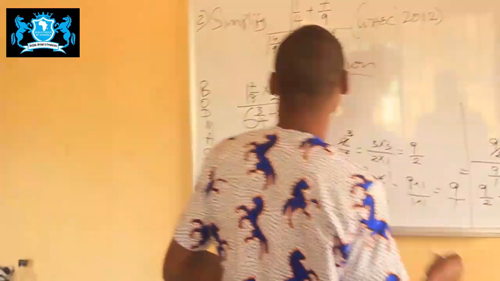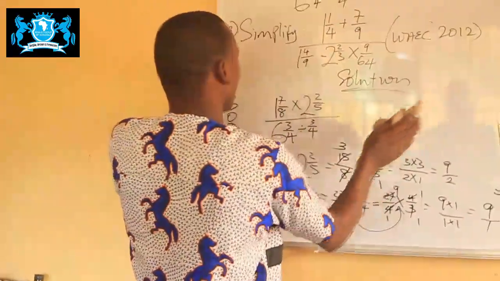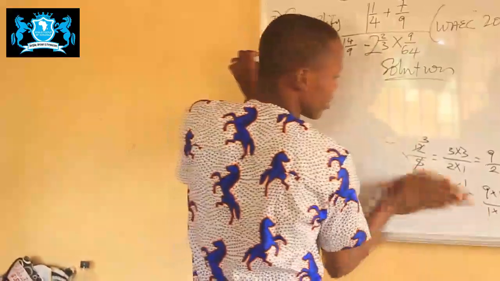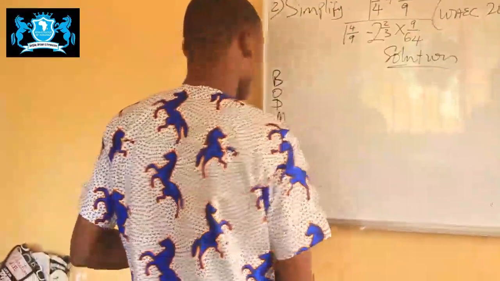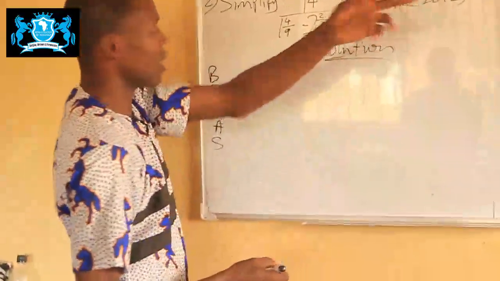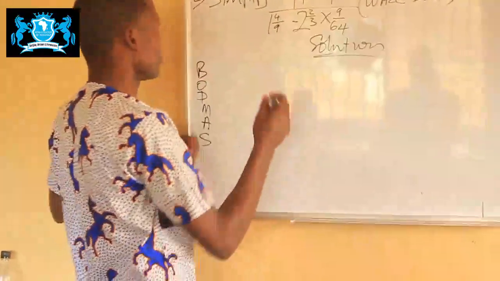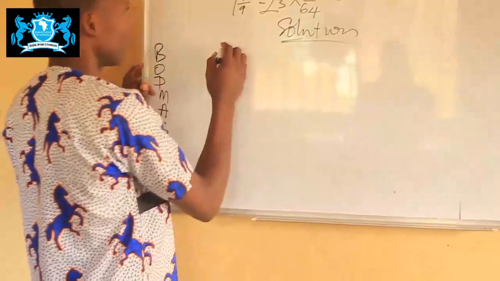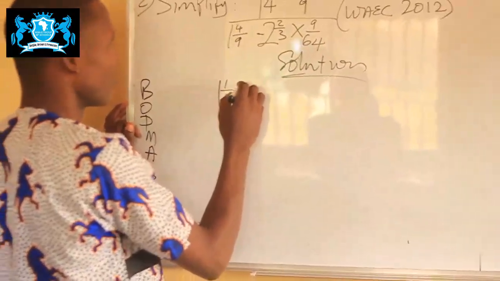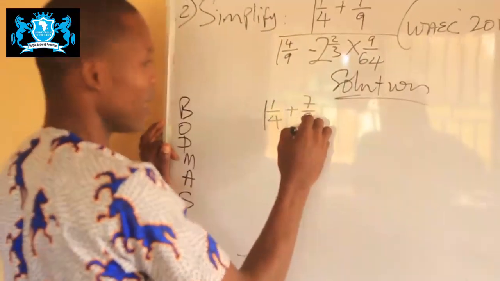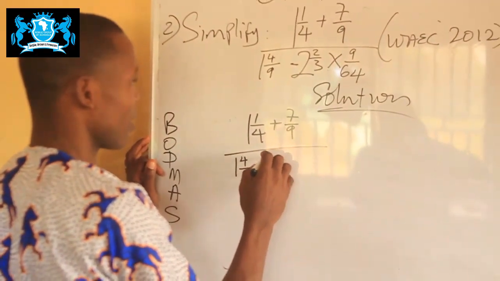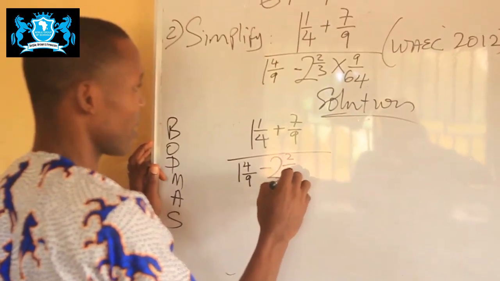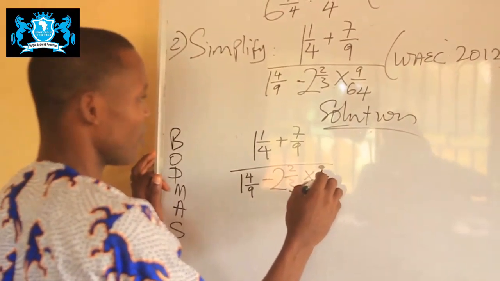But we are not ending here. We have a second question to tackle. What is our second question? Our second question is a theory question, so there are no options. We have 1 over 4 plus 7 over 9, all over 4 over 9 minus 2 over 3 times 9 over 64.